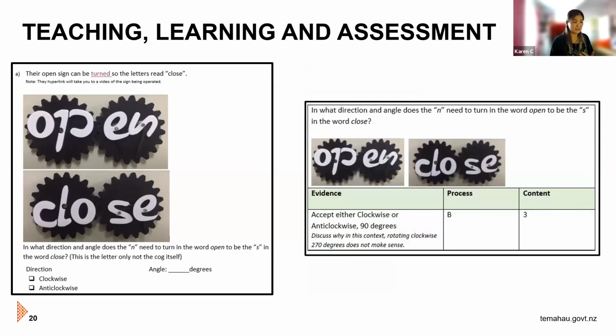Here is the answer that has been provided on the NCEA marking schedule. And it does say, except it should say anti-clockwise, 90 degrees. Or it also says rotating clockwise 270 degrees. Either response is technically correct if we're only focusing on the letter N and S, but we also need to think about the context of this as well, and why clockwise 270 degrees wouldn't make sense.